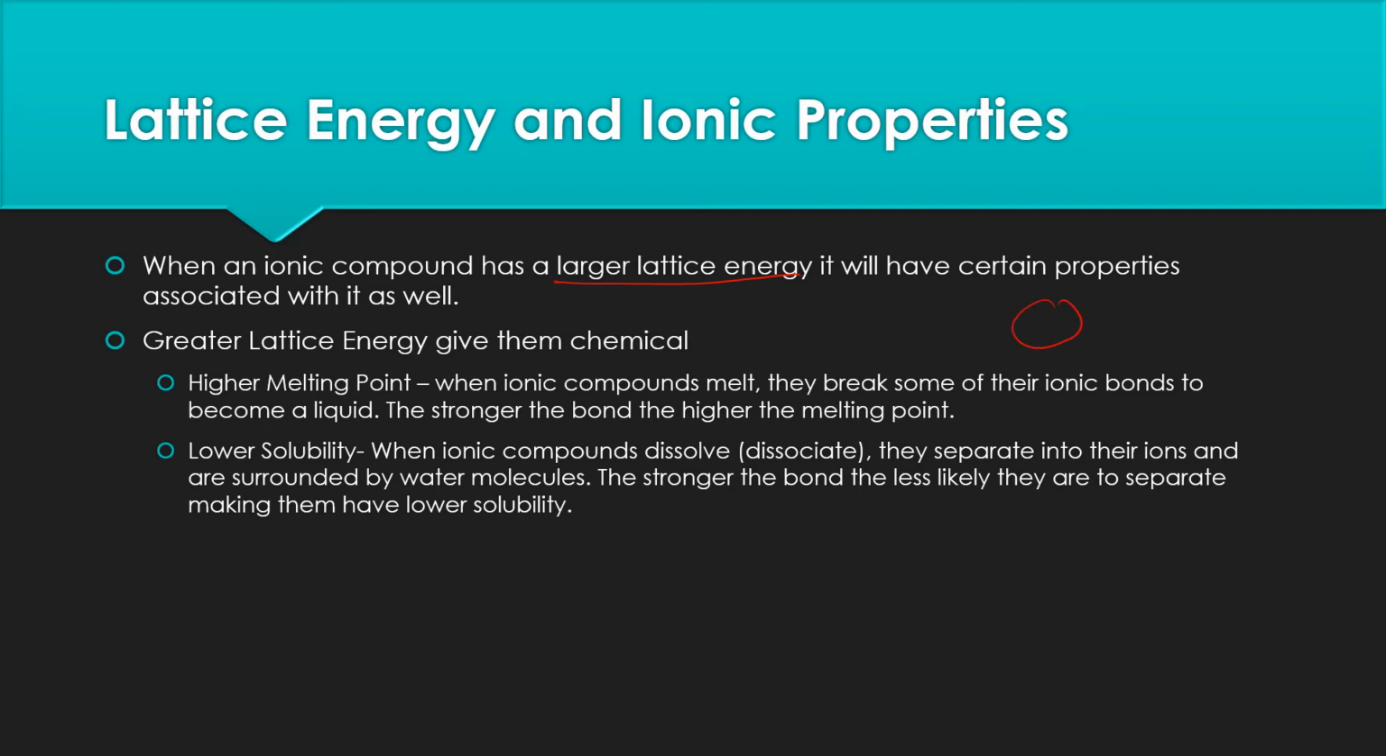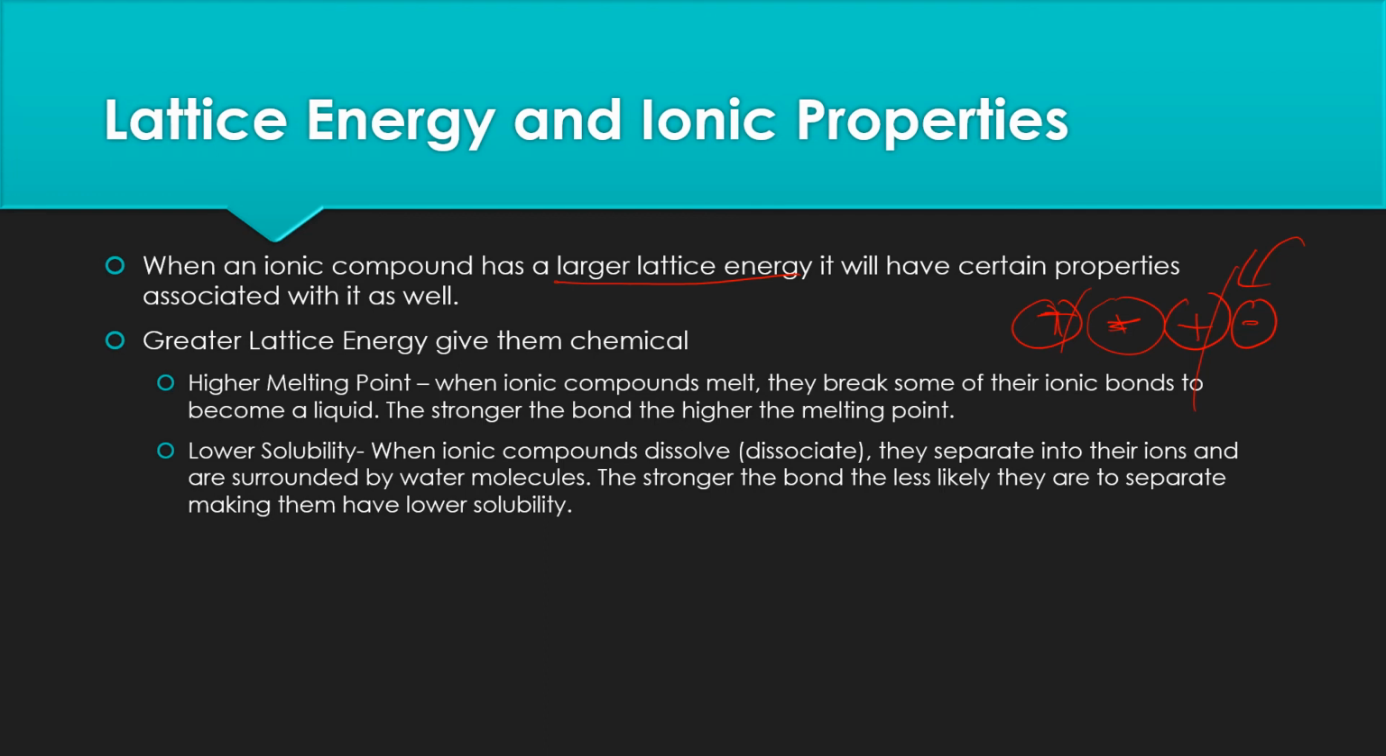So when our ions are all lined up, we've got positives, negatives, positive, negative. When we actually melt it, we are starting to break some of these attractions between them. So if we have a stronger attraction, a stronger bond between the atoms, it's going to require more energy to melt that and to break those bonds. So if we have a greater lattice energy, more energy required to break the bonds, then it's going to also have a higher melting point.